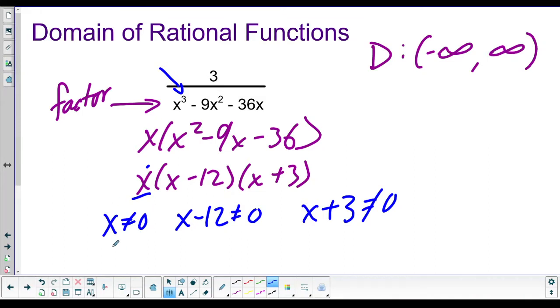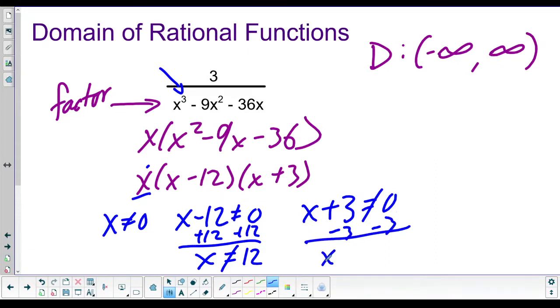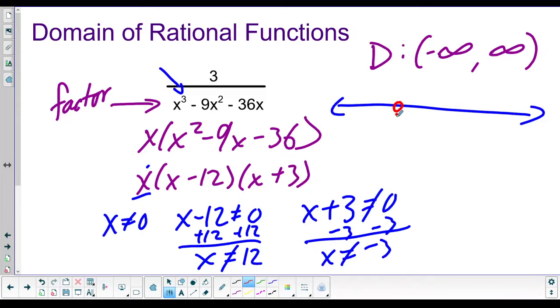So we already have a restriction here. Let's find these two. So we add 12. So x does not equal 12. And then subtract 3. So x does not equal negative 3. If we're thinking about our domain as a number line, right now our number line is full. It's complete. There are no holes in it. We can use everything. But we just found out 0 is a restricted value. So we need to go to 0. Right, there's 0. And we need to put a hole in it.